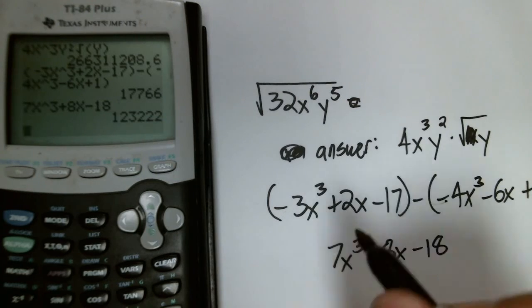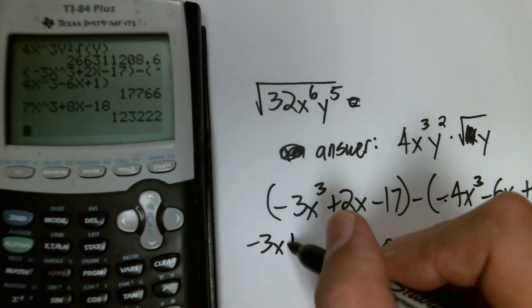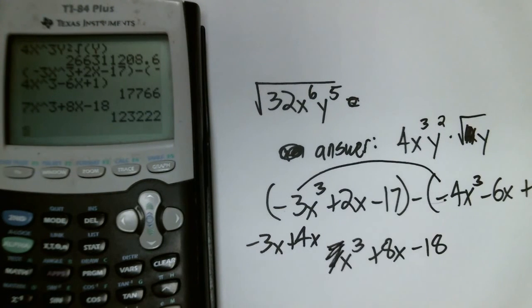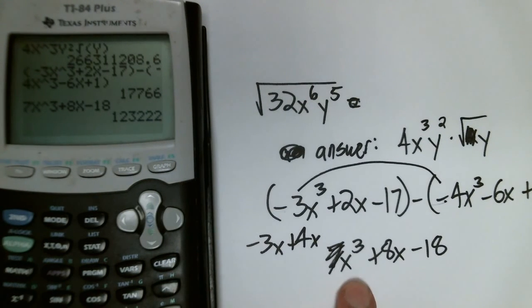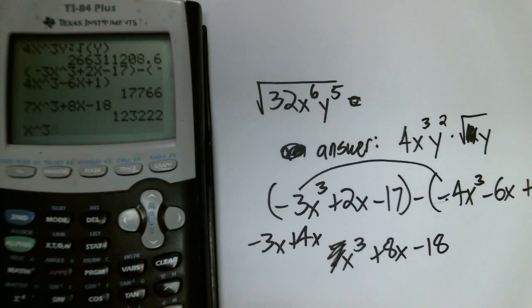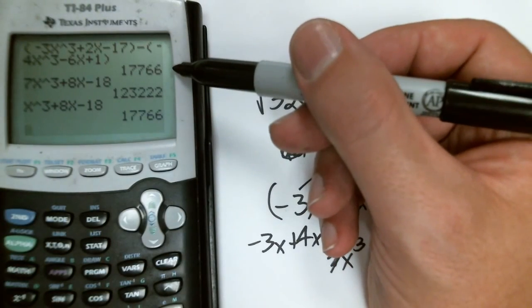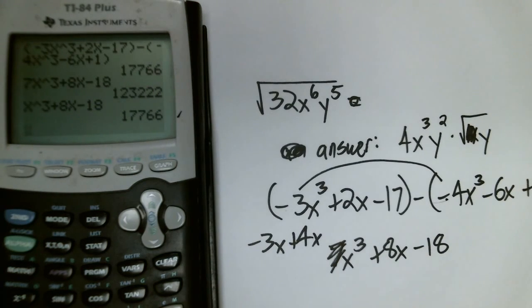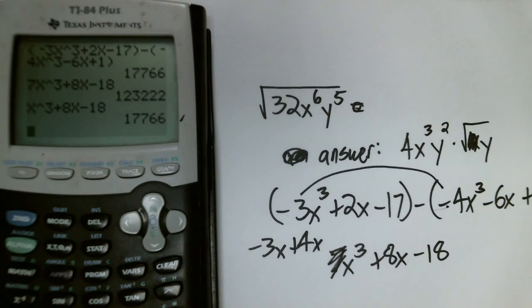I made a mistake here. That's a negative 3x plus a 4x right here. Okay, this should have been a single x. So now I can find my mistake and go back and say, I found my mistake. x raised to the 3rd plus 8x minus 18. Now they match, 17,000 and 17,000. I found my mistake. That is such a nice trick and resource to be able to have.